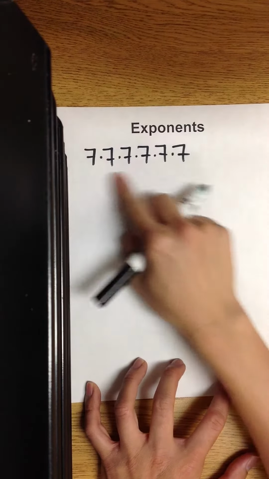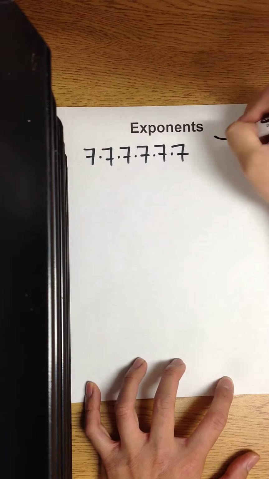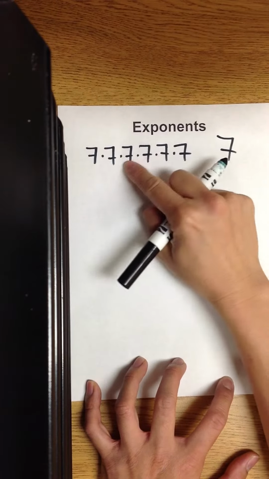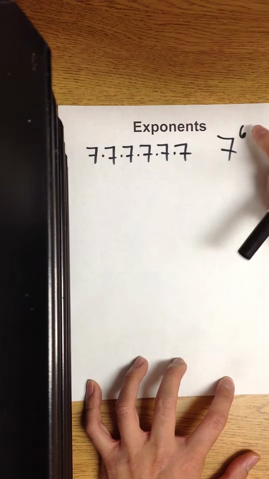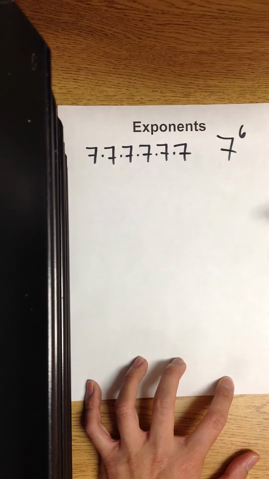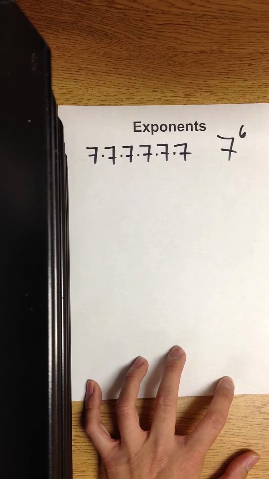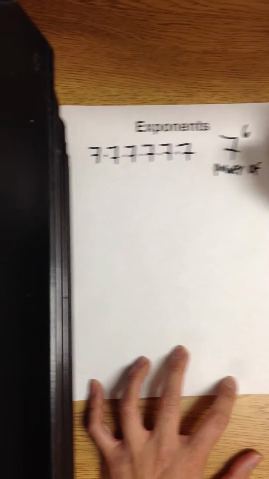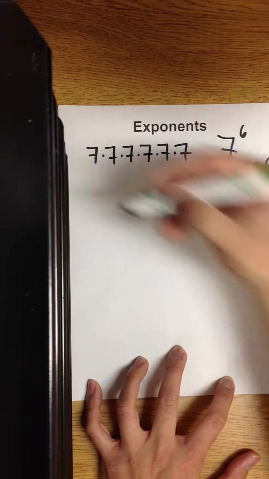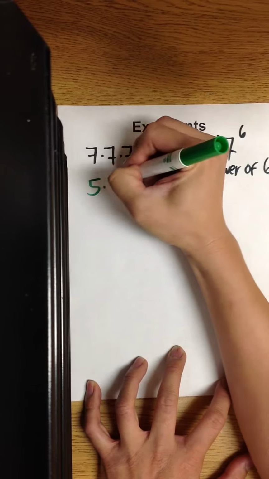So our base is 7. How many 7s do we have? How many times did I write 7 as a factor? 1, 2, 3, 4, 5, 6. So the base is 7. The exponent is 6. There are several ways to say this correctly. You can say 7 to the power 6, or 7 to the 6th power. So power of 6.